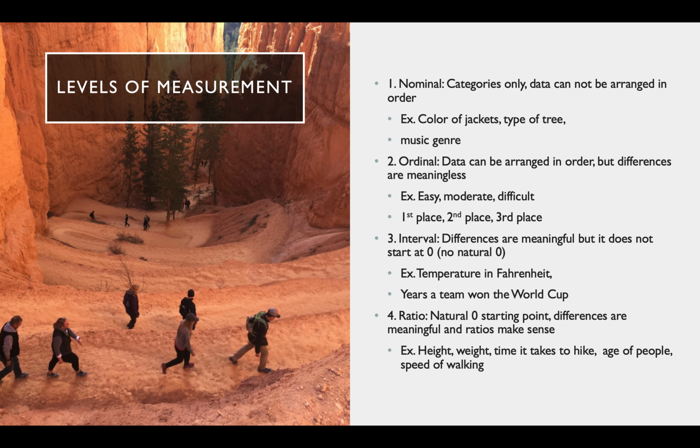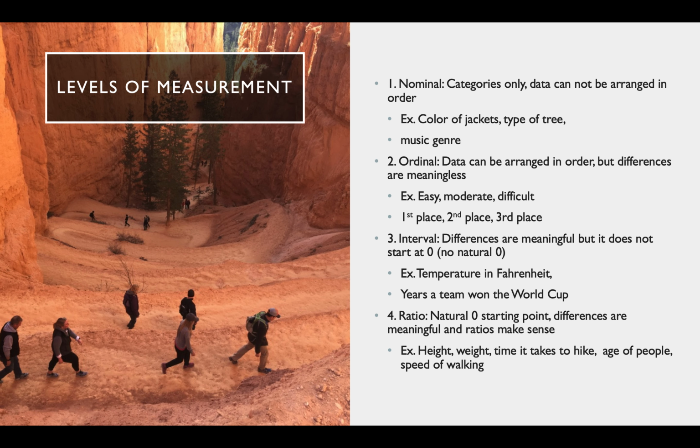These ones can also be like stars when you're reviewing something at Amazon, or how hot something is at Buffalo Wild Wings. Those things that are categories that you put in order are ordinal. So they're not numbers, they're categories, but they can still be put in order from least to greatest or from greatest to least.